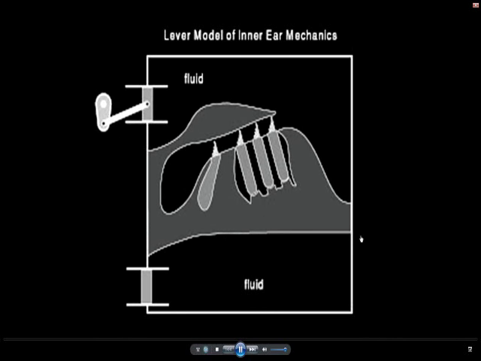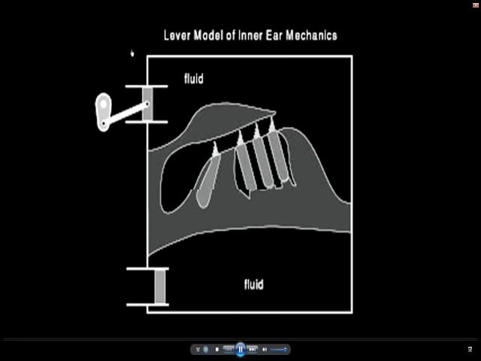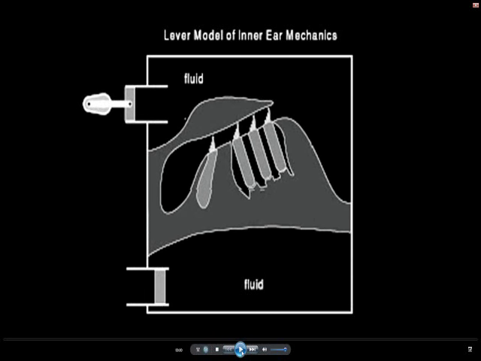Stria vascularis would be over here, right? You know that because there's three outer hair cells. The medialis would be over here. You know that because there's only one inner hair cell. So if I freeze this where the basilar membrane is pulled upward the most, you see how the stereocilia are deflected toward the stria.